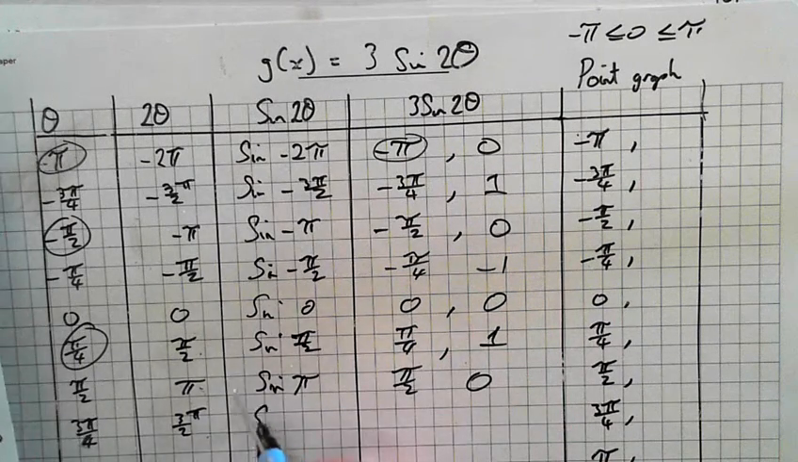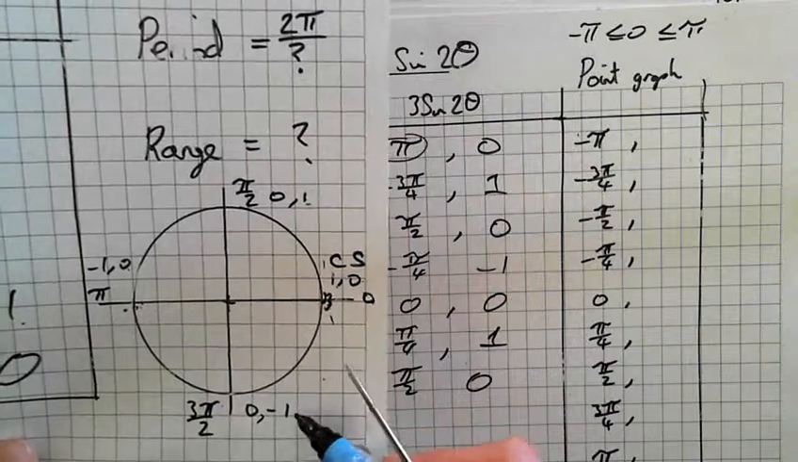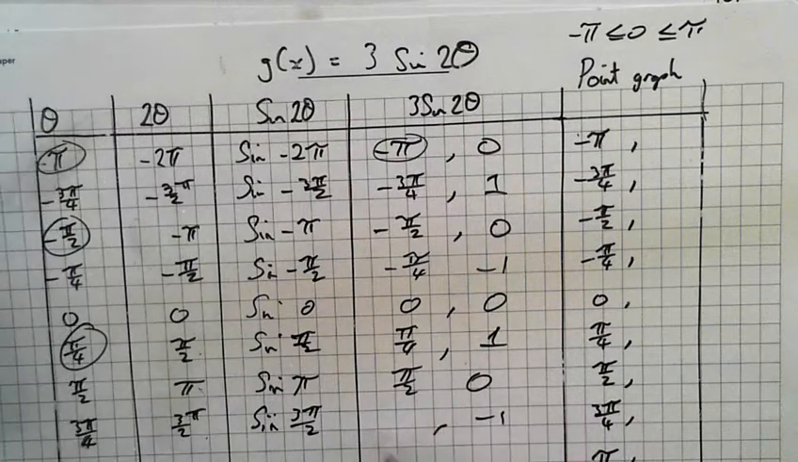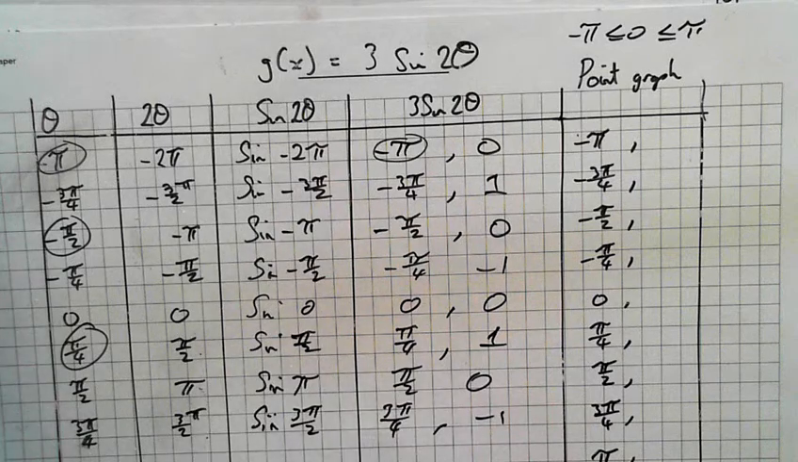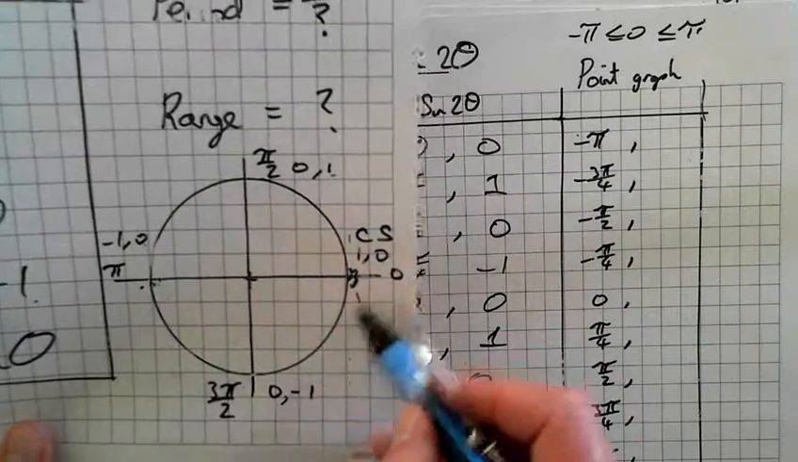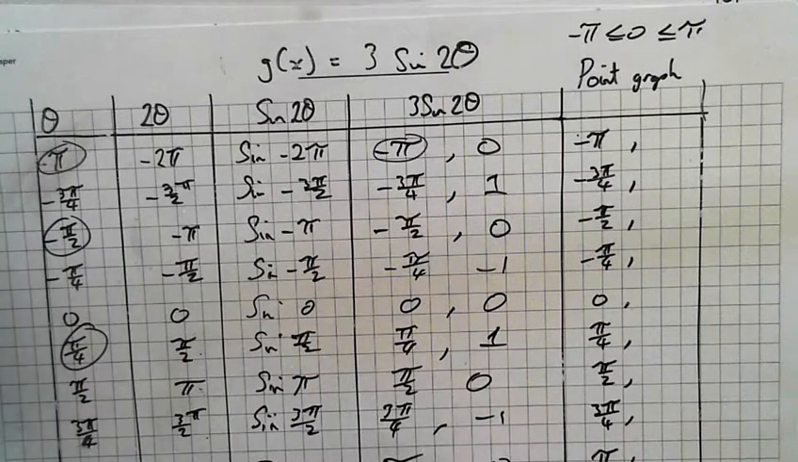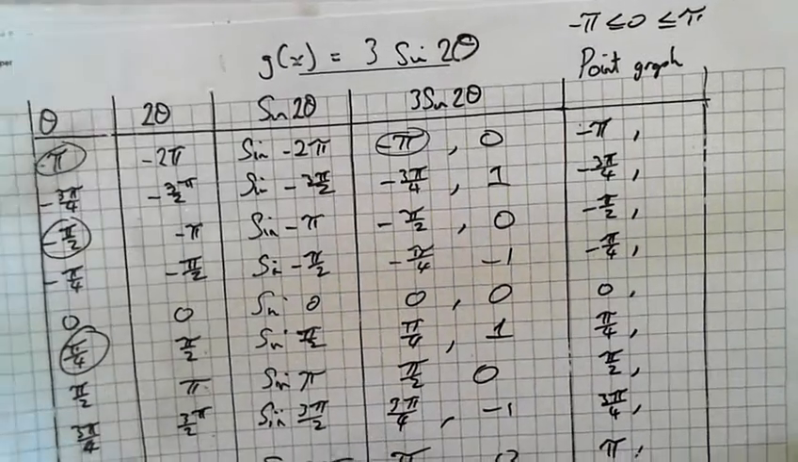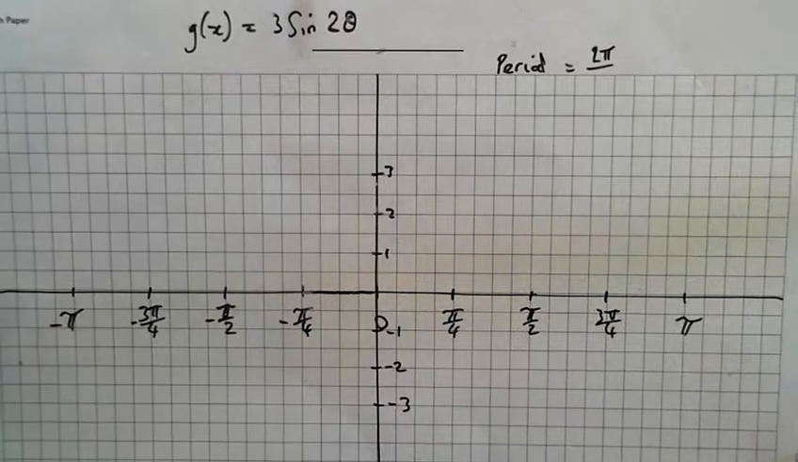The next one. Sine of 3 pi over 2. The sine is minus 1. And the next one. Sine of 2 pi. 1 pi, 2 pi. Sine of 2 pi is 0. Alright. So then we have to plot this on the graph. So this is my graph.